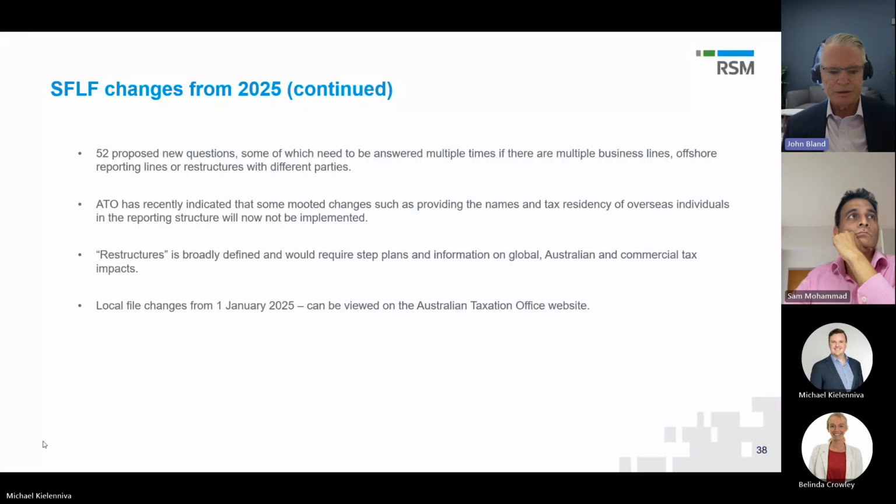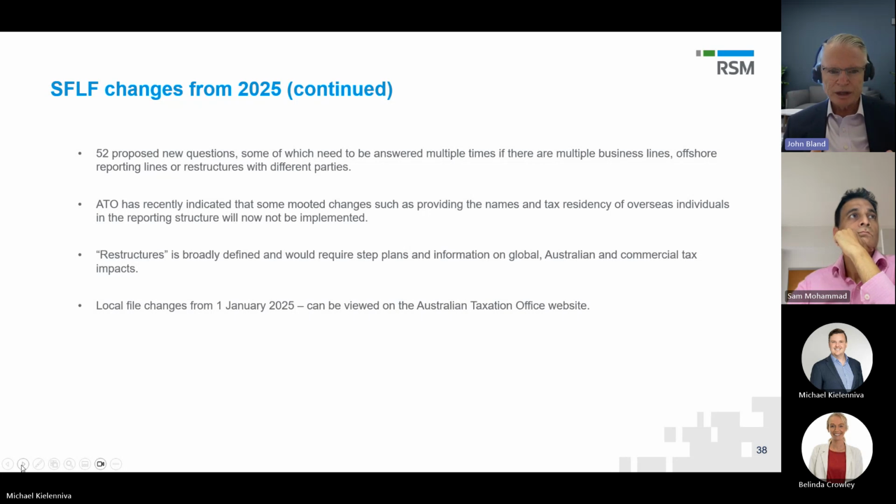The ATO has recently reduced the potential number of questions that are going to be asked, particularly around specific names and tax residency information for overseas individuals. That's not going to be included, but the rest of the short form local file is still going to be, as we understand, changed to reflect this. These changes will be from 1 July 2025, and they can be reviewed on the Australian ATO website.